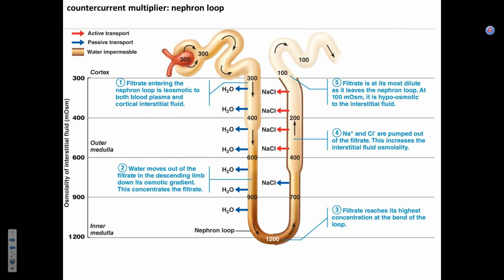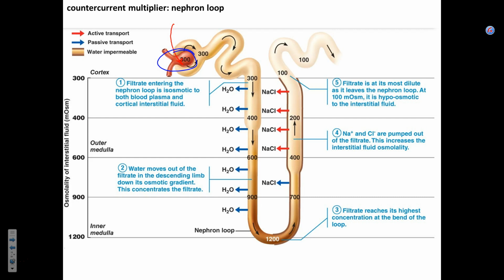Now let's take a look at the countercurrent multiplier. Here's what happens in the nephron loop of juxtamedullary nephron. Let's trace the fate of the filtrate all the way from the glomerulus. This here is the schematic representation of the glomerulus, the capillaries, and as we mentioned before, the osmolality of the plasma is 300 milliosmoles. Does that make sense to you? 300.